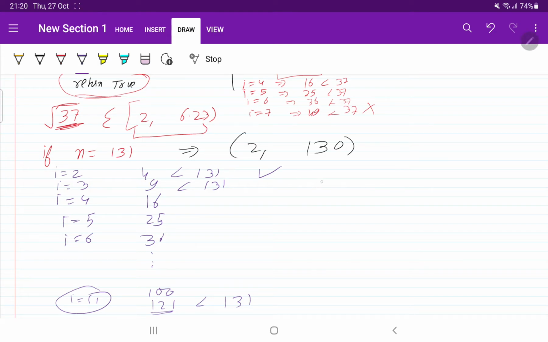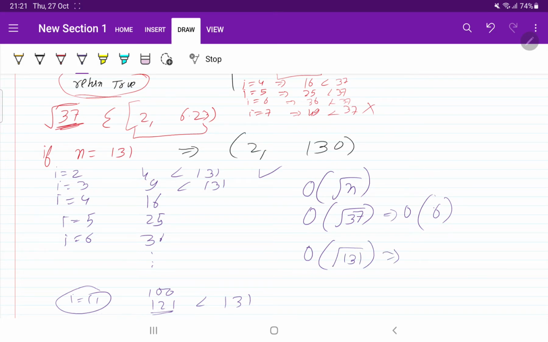So here our time complexity will be order of root of n. Why order of root of n? Big O of root of n. In 37, how many times have we checked? We have checked approximately 6 times. And here, under root of 131, it will be big O of 11 point something. So we have checked 11 times, so we can write big O of root of n. So time complexity is reduced from order of n to order of root of n. This was the second approach.